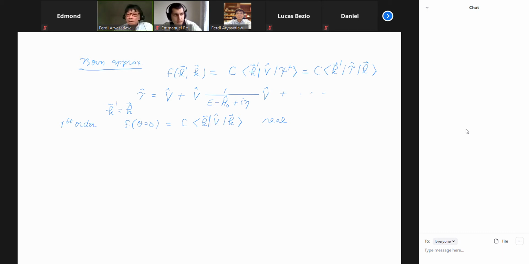So obviously the optical theorem is not fulfilled here, because the imaginary part is 0, whereas the total cross section is not 0. It's the square of this integrated over the solid angle. So this means that the imaginary part of f is not equal to k upon 4π σ total, obviously.